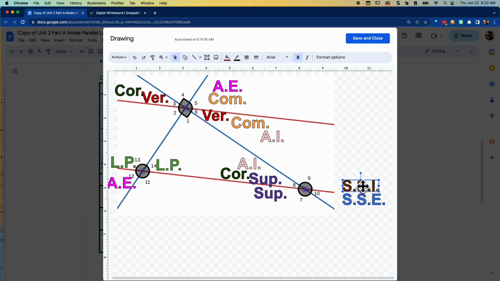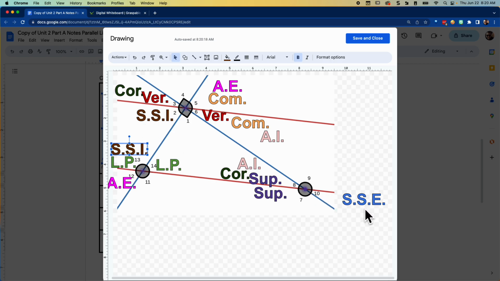We got angle 12. Same side interior. Okay, same side interior would be like both on the same side of the blue line, but both inside the red lines. So that could be angle 2. And then we got to copy and paste this for 13. So those are same side interior.